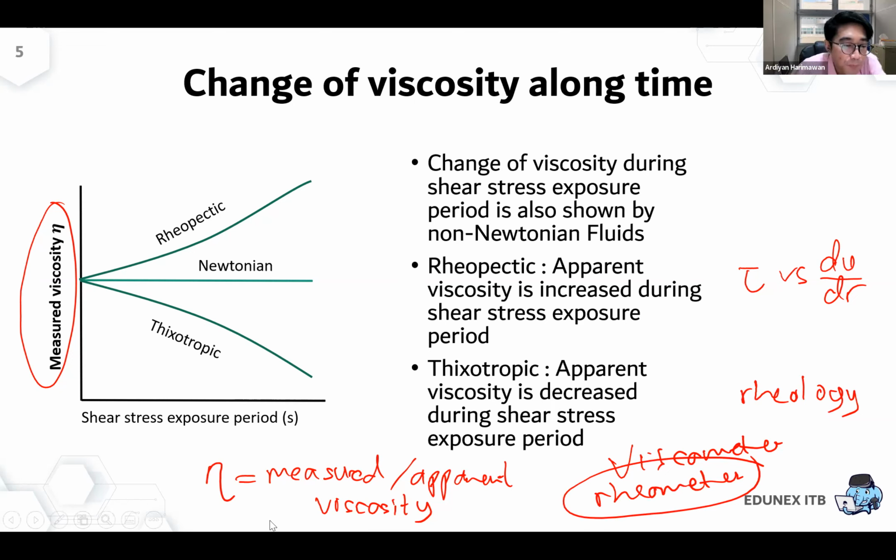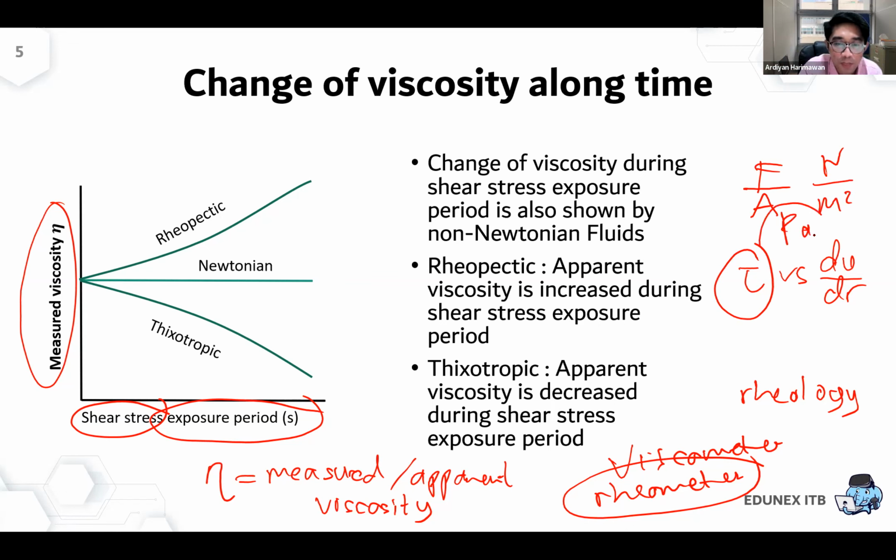So if you compare the measured viscosity or apparent viscosity with time, this is shear stress exposure period. It means the value of shear stress is the same. Yeah, you apply certain shear stress or you apply certain shear force. However, the duration is different. What is the unit of shear stress? If it's force divided by area, what will be the unit? Newton over square meters or Pascal. Basically this is pressure, right?